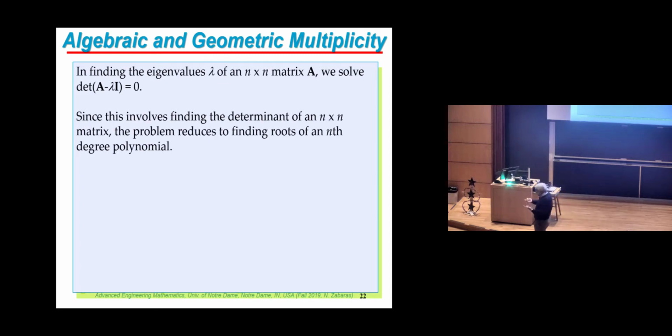Again, there are two possibilities here. If you tell me one, even if it matches the other concept, we're okay. So what's the algebraic multiplicity of an eigenvalue? Common sense definition.